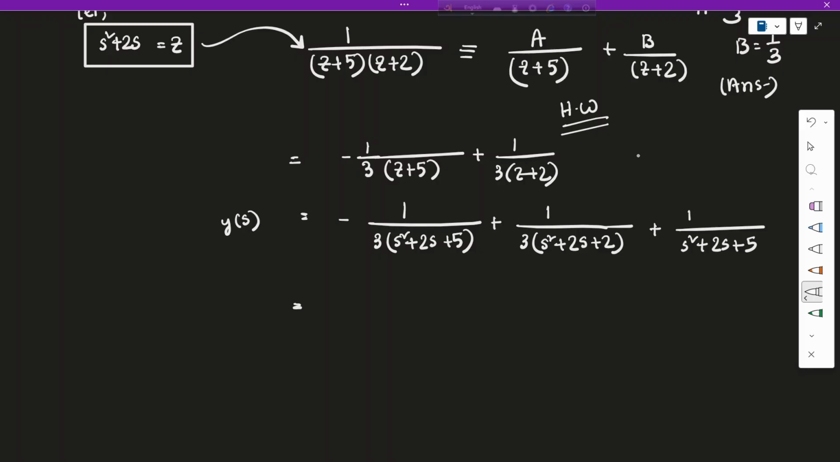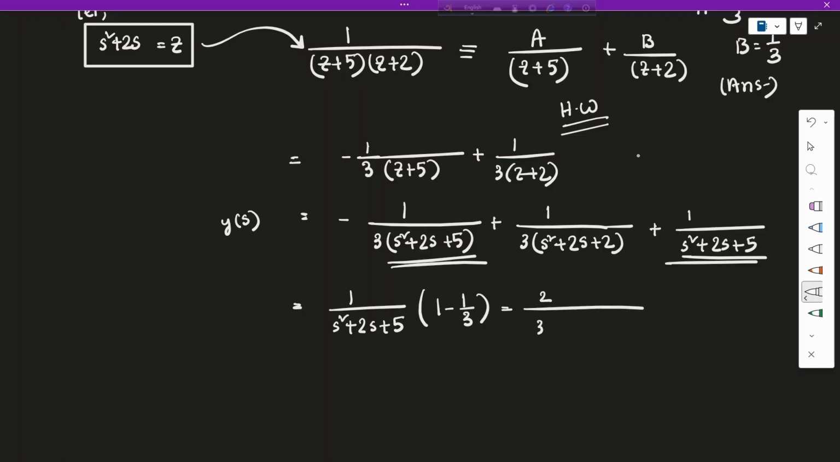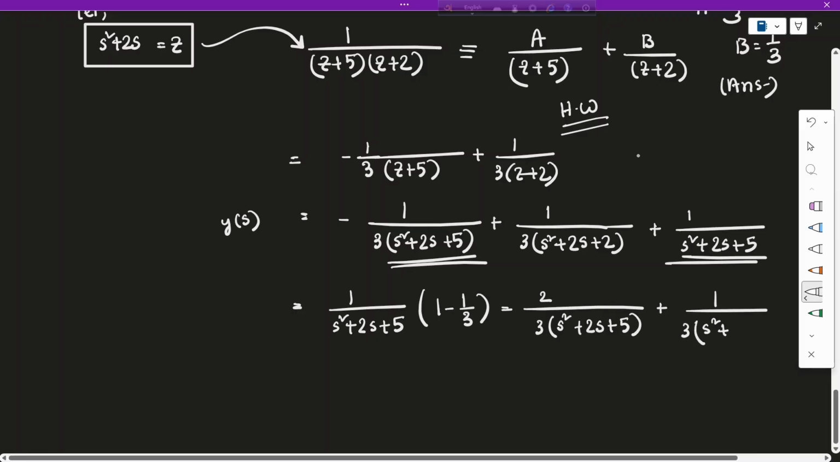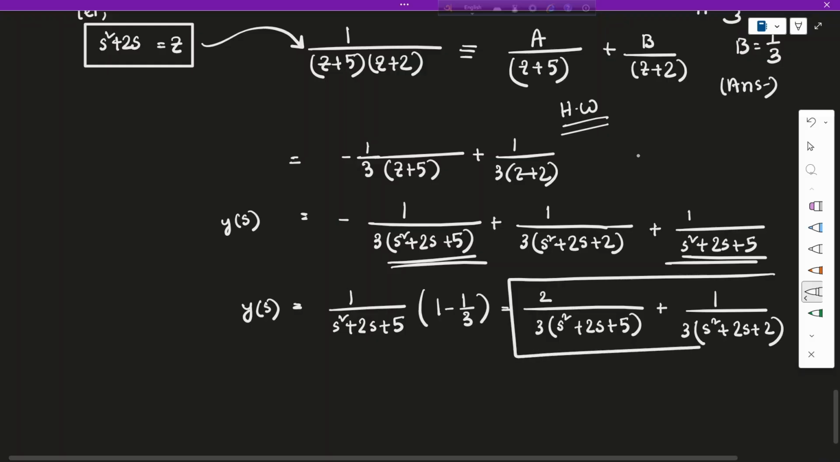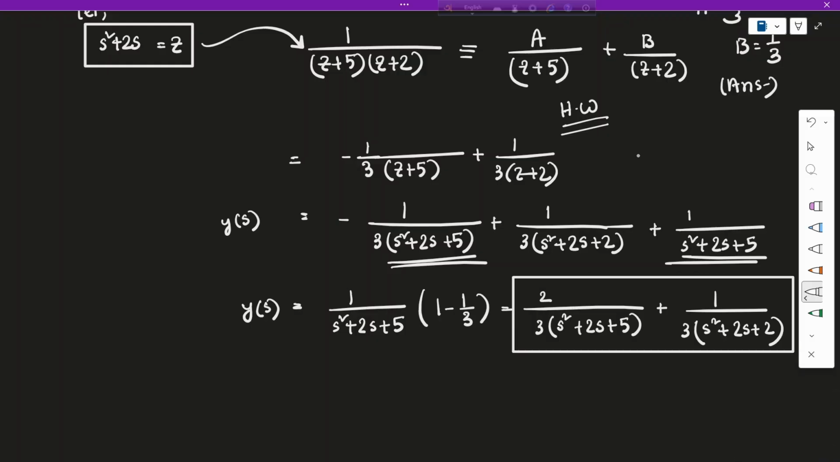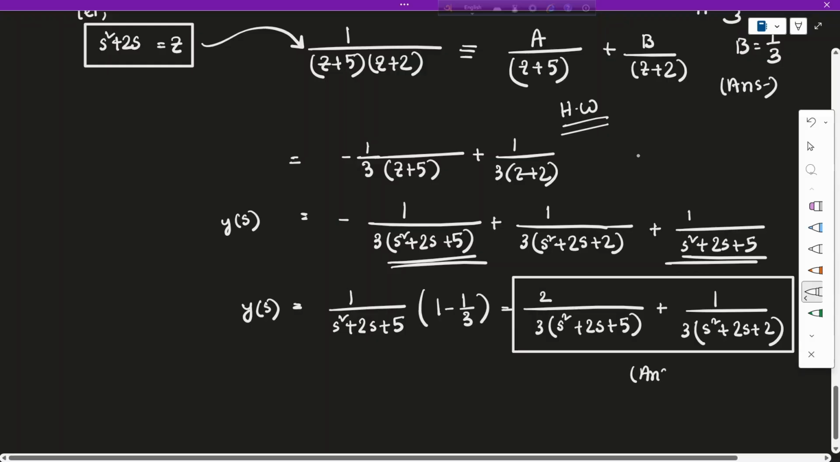And so if you see these two denominators are the same, so if we take them common, s squared plus 2s plus 5, then it becomes 2/3 of 1 over s squared plus 2s plus 5, and there was a plus 1/3 of 1 over s squared plus 2s plus 2. All right, so that's the final expression of Y(s). This is the final expression, and I hope that you have understood the mathematical procedure.